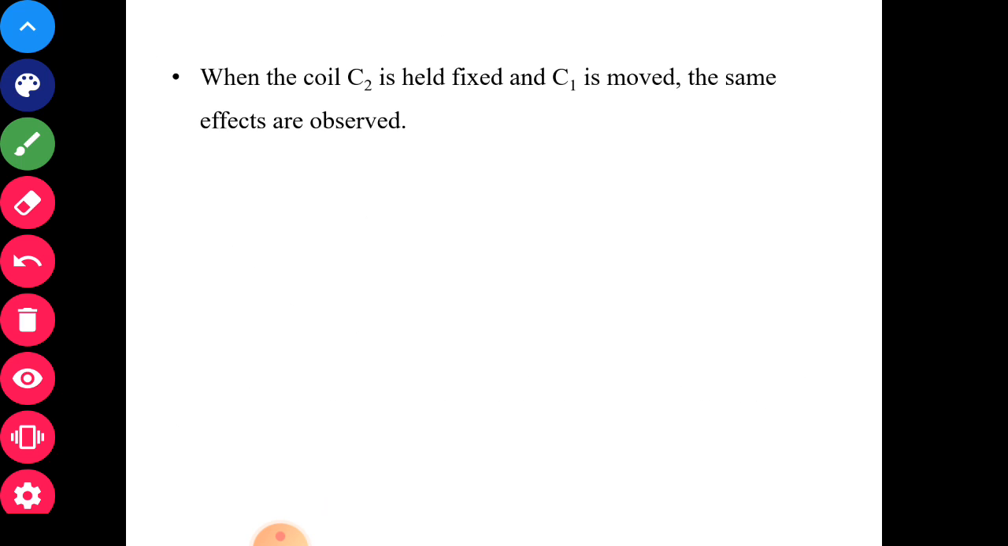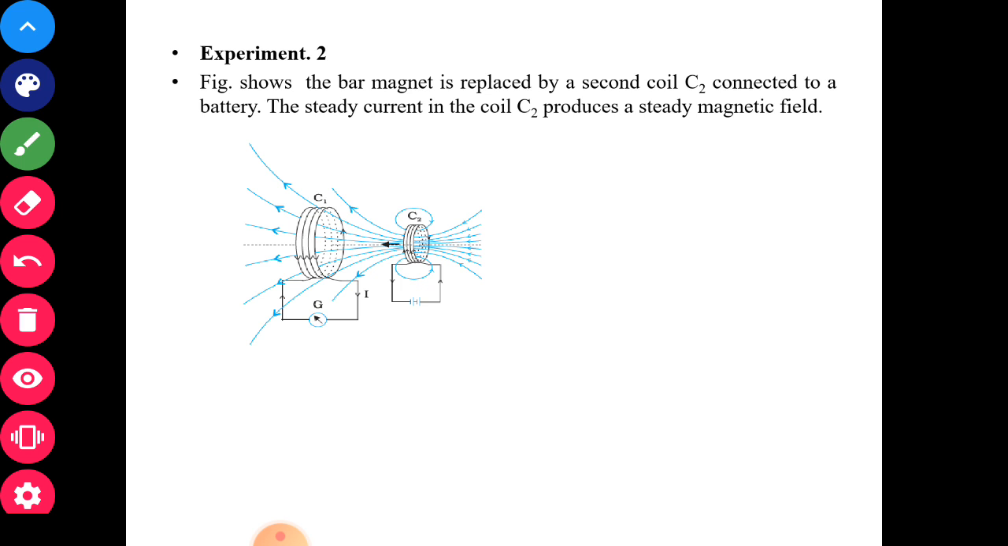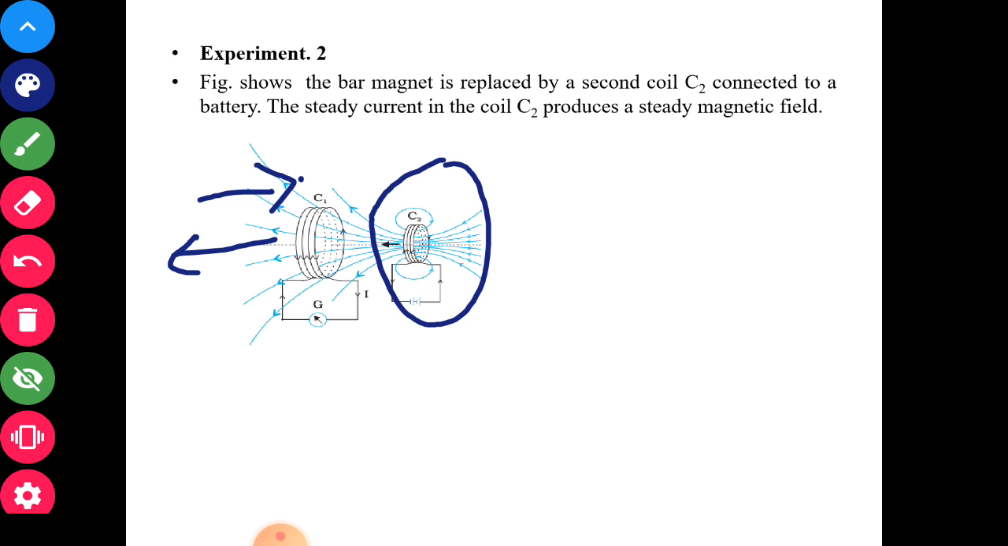When the coil C2 is held fixed and C1 is moved, the same effects are observed. Now you keep the coil C2 stationary. Don't move this coil. Now you are moving this coil either towards the second coil or away from the second coil.